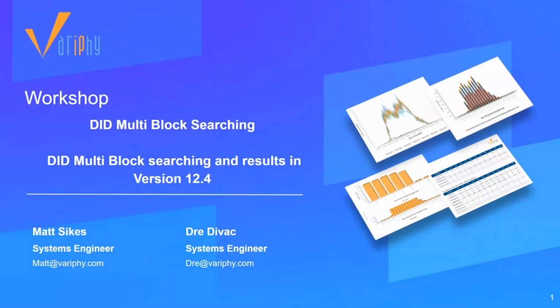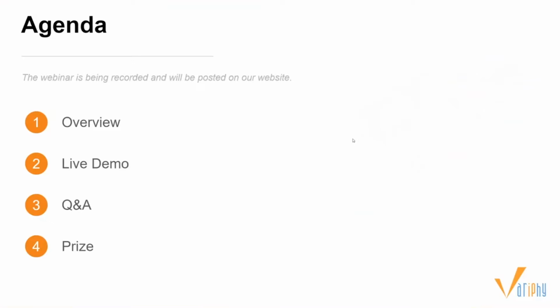Okay, but for today's workshop, we're going to be talking about DID multi-block searching in our version 12.4. We're going to start off with a quick overview of our company and what we do. We'll jump into a live demo where Matt will guide us through the new DID multi-block searching. We'll pause for Q&A and get some of your questions answered. During the demo, if you have any questions, make sure to ask them in the Q&A panel at the bottom right of the screen. After Q&A, we will reward one lucky attendee with a $50 Amazon gift card, so hang around to see if you won.